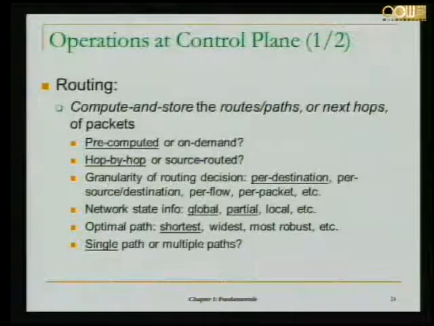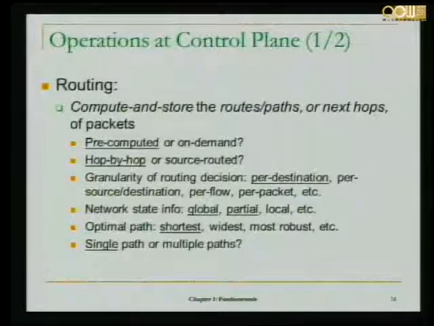And you will see that in chapter 4, we'll talk about the Dijkstra algorithm. The Dijkstra algorithm requires the global information, while the Bellman-Ford algorithm requires only the partial information exchanged from neighbors. And we'll cover that in chapter 4, the IP layer.